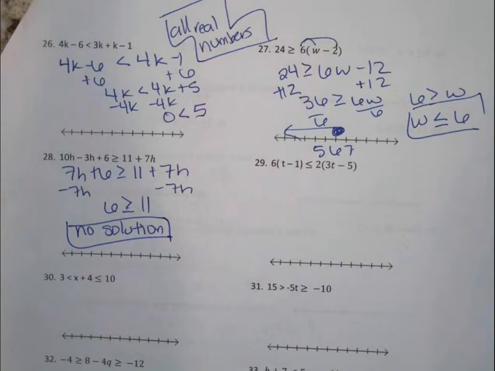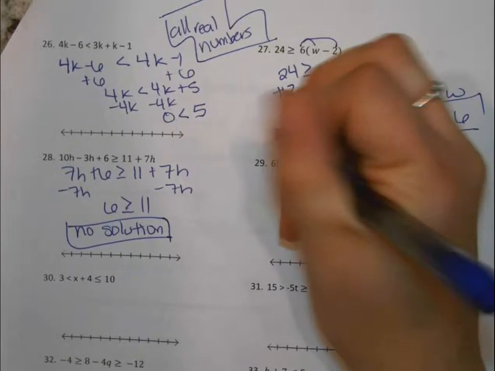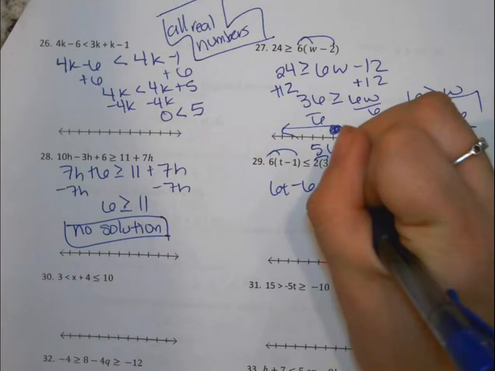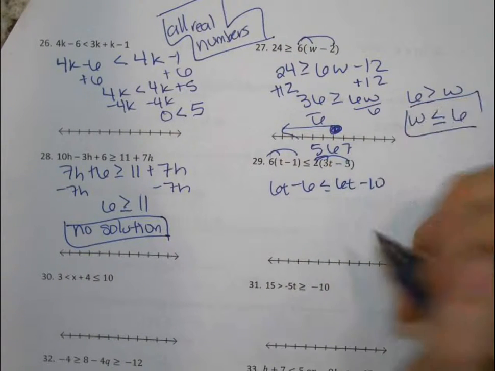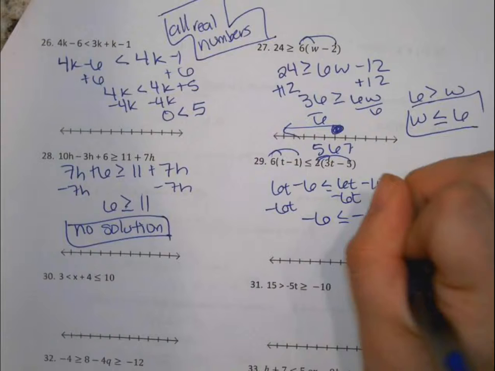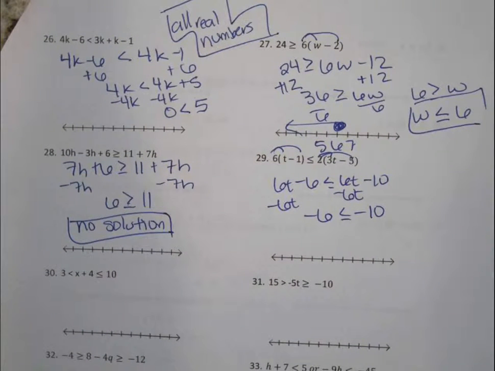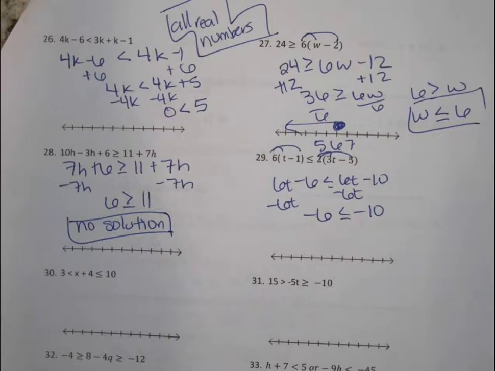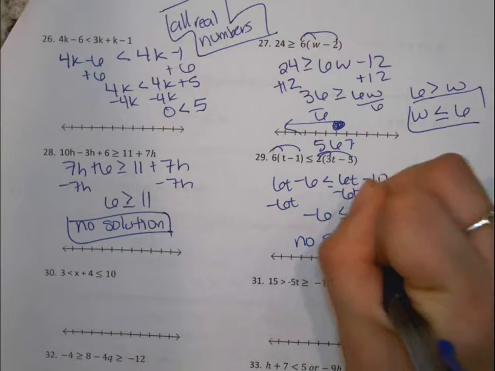Okay. On number 29, I want to go ahead and distribute on both sides of the inequality, so I can go ahead and solve. So 6 times t is 6t, 6 times negative 1 is minus 6, less than or equal to, distribute, I get 6t minus 10. I'm going to subtract 6t on both sides. I have negative 6 is less than or equal to negative 10. Remember with negative numbers, the smaller the actual number is, the bigger, or like the more value it has. So negative 6 is actually worth more than negative 10. So this one is actually, again, no solution.